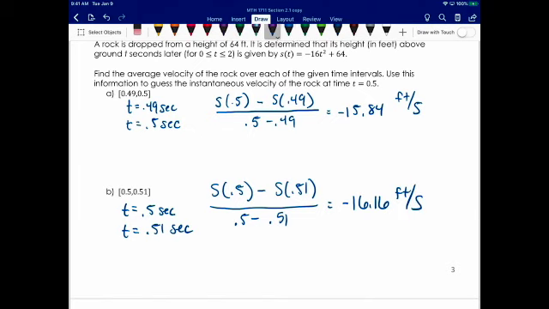So the instantaneous velocity has got to be somewhere between negative 15.84 feet per second and negative 16.16 feet per second. So a good guess for an instantaneous velocity at 0.5 seconds, just at that one instant, would probably be negative 16 feet per second.